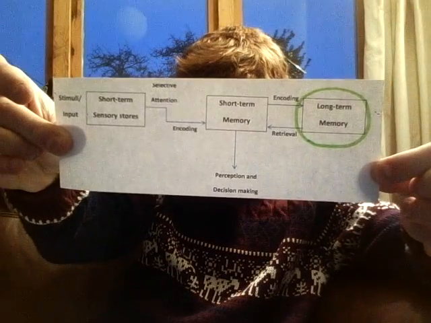Long-term memory is the final stage of the multi-store memory process and is the largest as well. Its capacity is unlimited and it is stored for up to a lifetime. However, the only problem is recalling it.